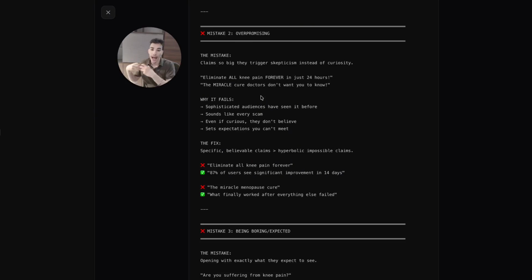So instead, that's why I always say, understand your avatar, understand where they stand, understand what is the insane claim that's going to make sense to them. So you can skip through the market sophistication, you deliver something good, but it's realistic, and also your products can deliver on it. So the miracle cure doctors don't want you to know, something like that, also fails. On what? On insane claims, you know?